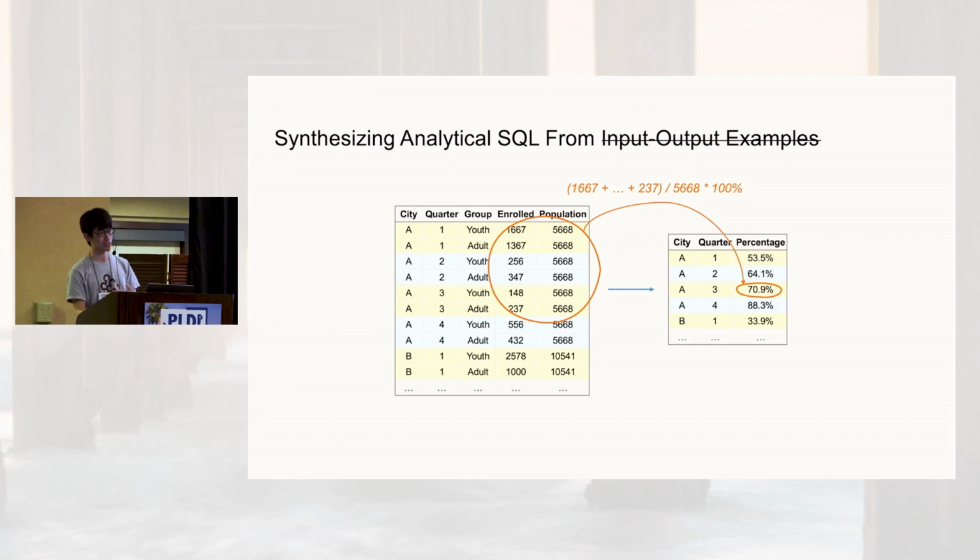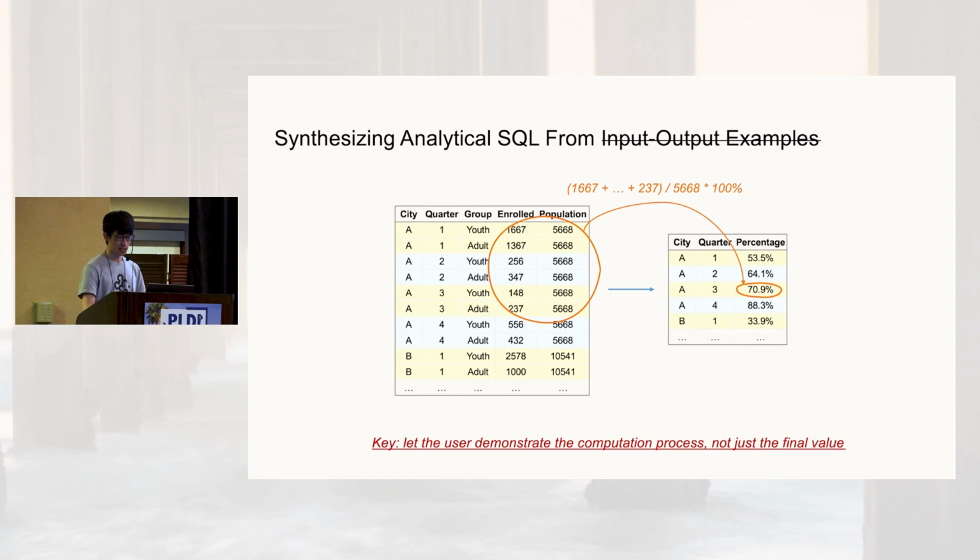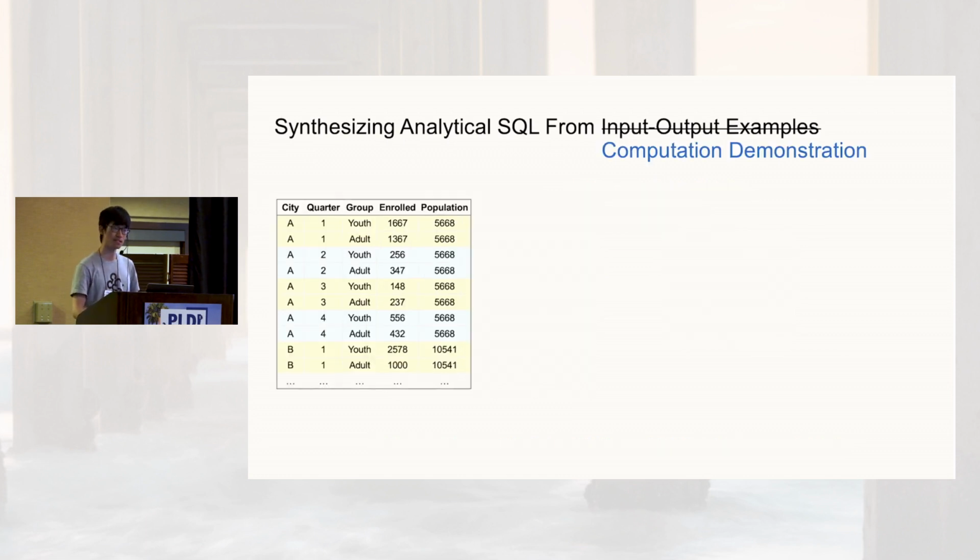They may write an expression, use Excel or some other tool to do that. Now the idea is that if the user is already creating this in a way, then why not just let the user demonstrate the computation process, not just the final value? And here, this is our key idea. So what we're proposing, the new specification for demonstrating analytical tasks, is to use computation demonstration.